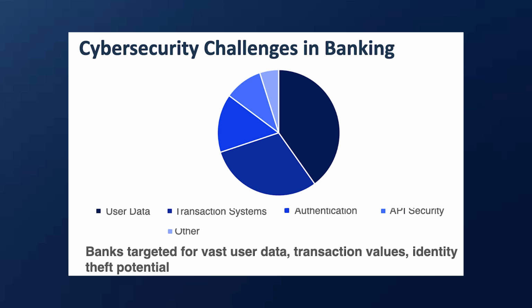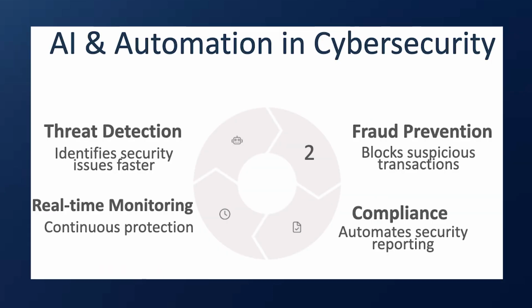Now here is the diagram for the cybersecurity challenges in banking. So here we have user data, transaction systems, authentication, API security and others. So banks are targeted for vast user data, transaction values, identity theft potential. So this is the pie chart featuring the user data, transaction systems, authentication, API security, and other challenges in the banking. AI and automation in cybersecurity.